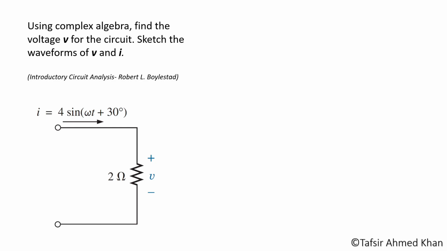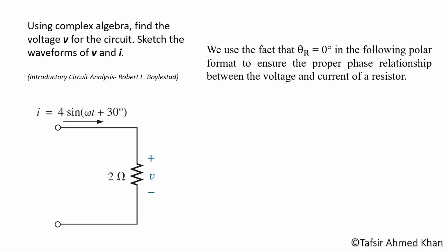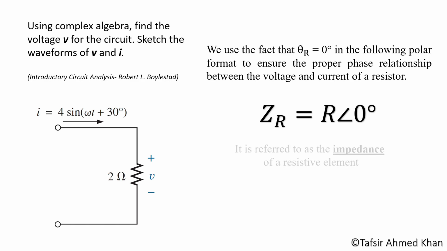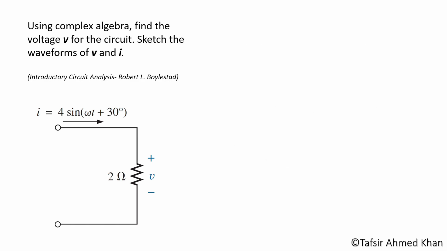Before going into the solution, we need to convert the resistance into impedance for AC analysis. As you know, resistors do not introduce any phase angle between voltage and current, so theta R is equal to 0 degree. This is the equation for impedance of resistance: ZR is equal to R angle 0. Now look into the solution.